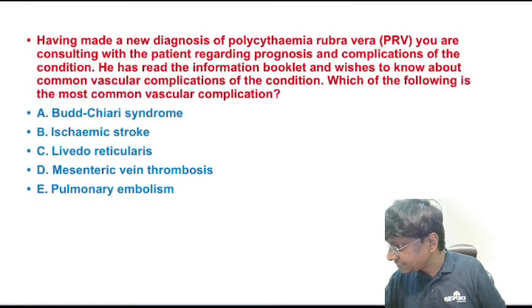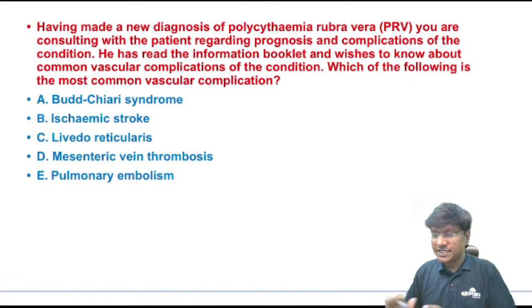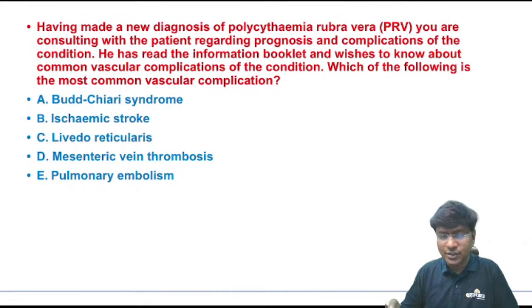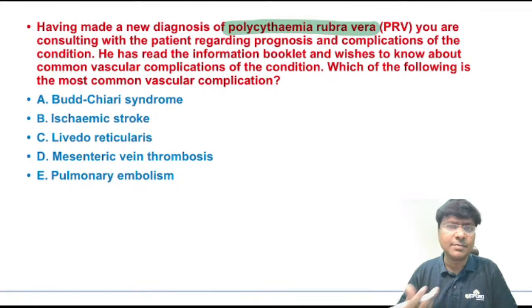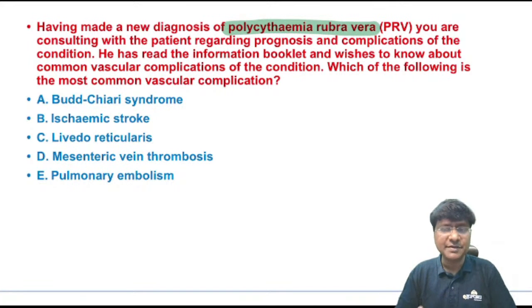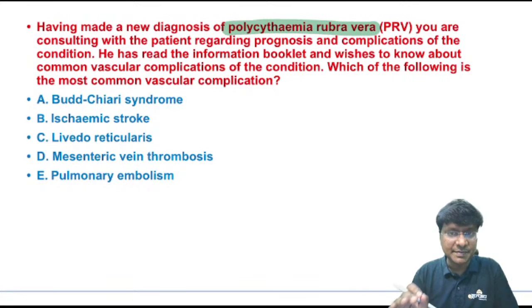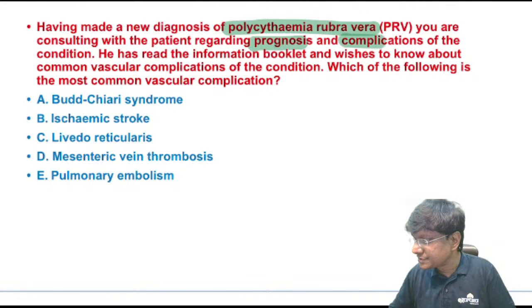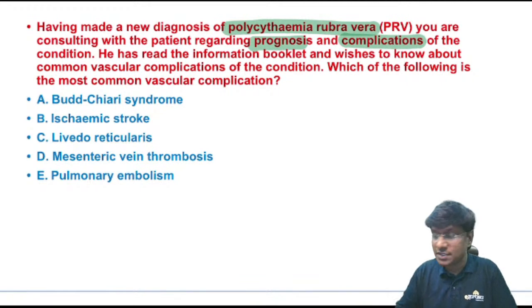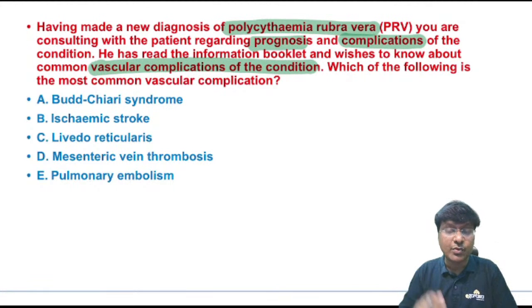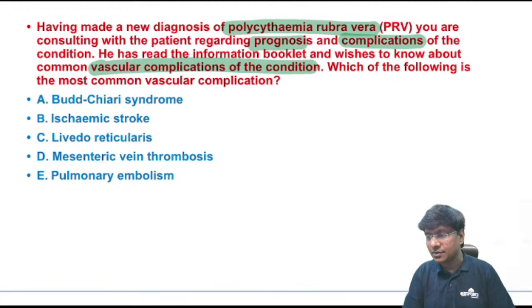Now, if you see the question here, this is the first important hematological emergency. Go through the clinical scenario and try to answer this. I'll give you the explanation of each and every option. Having made a new diagnosis of polycythemia rubra vera, which is one of the hyperviscosity syndromes, you are consulting with the patient regarding the prognosis and complications of the condition. He has read the information booklet and wishes to know about the common vascular complication of polycythemia rubra vera. Which of the following is the most common vascular complication secondary to polycythemia rubra vera?